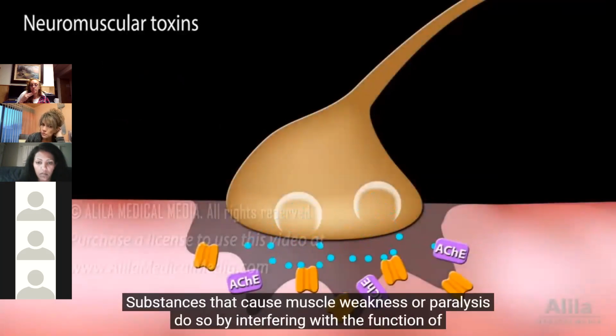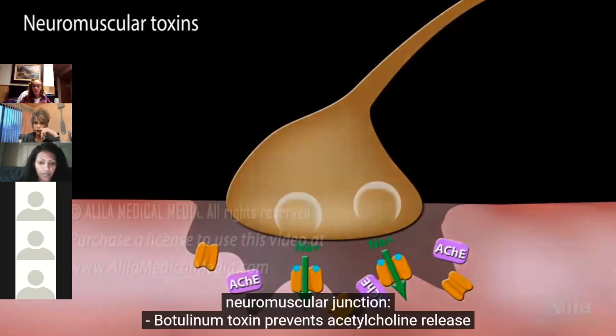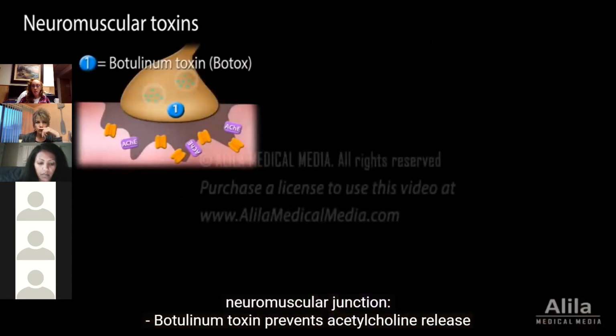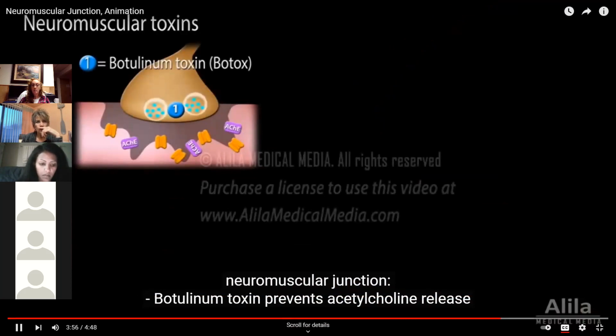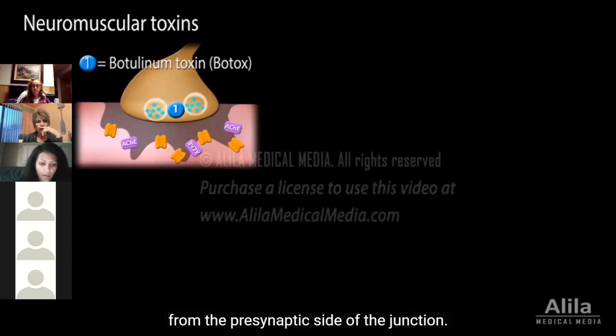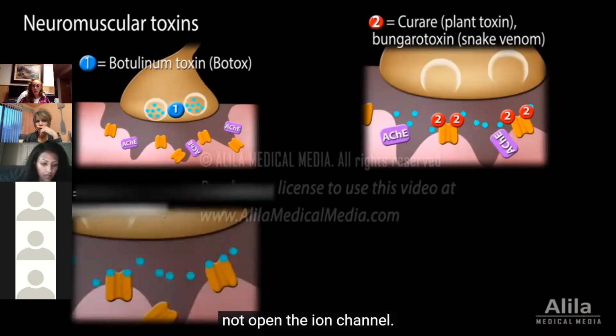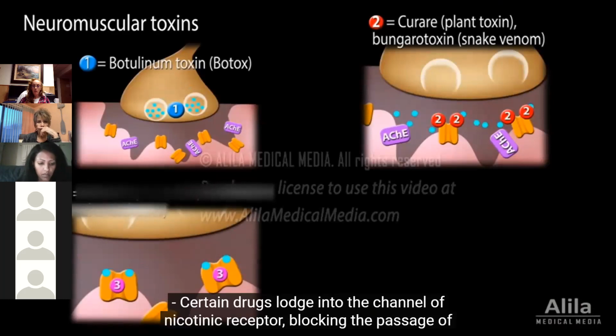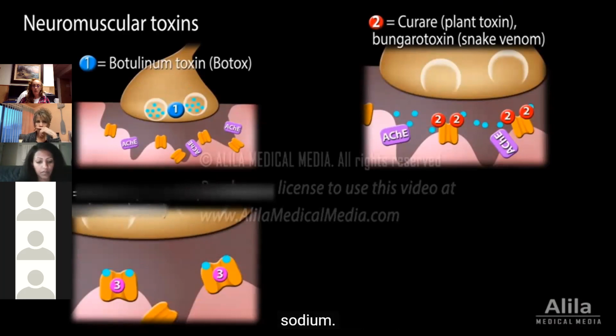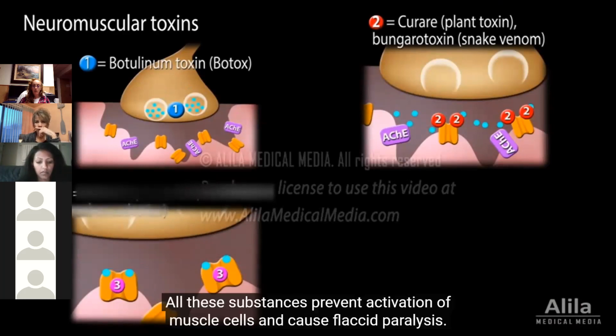Substances that cause muscle weakness or paralysis do so by interfering with the function of the neuromuscular junction. Botulinum toxin prevents acetylcholine release from the presynaptic side of the junction. Some other toxins attach to nicotinic receptors, blocking acetylcholine from binding but do not open the ion channel. Certain drugs lodge into the channel of the nicotinic receptor, blocking the passage of sodium. All these substances prevent activation of muscle cells and cause flaccid paralysis.